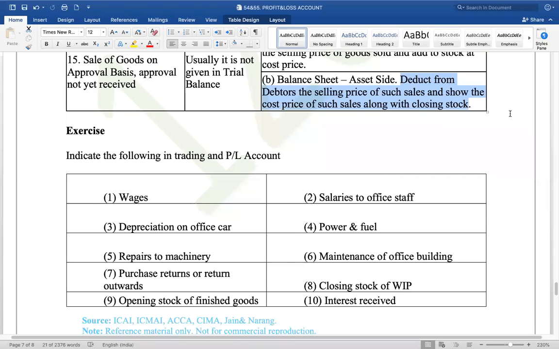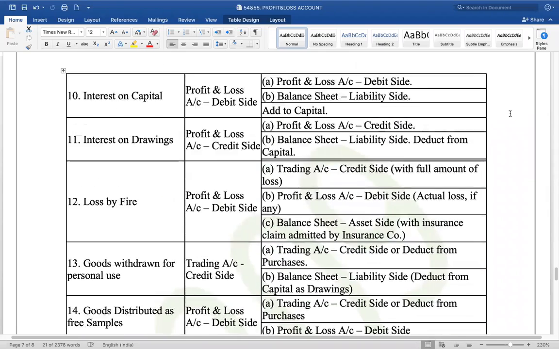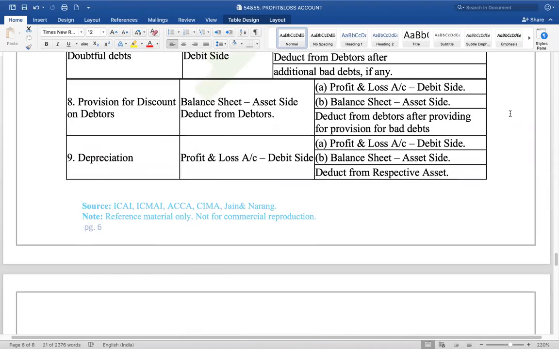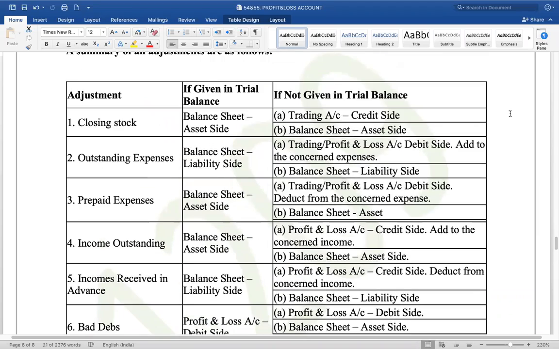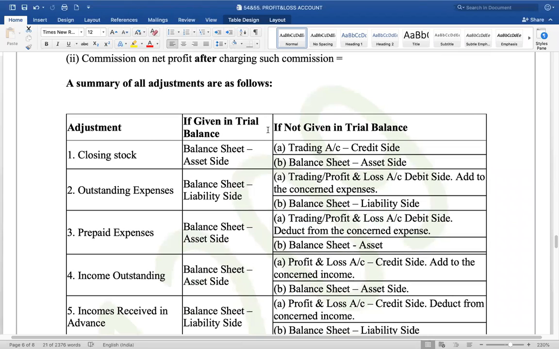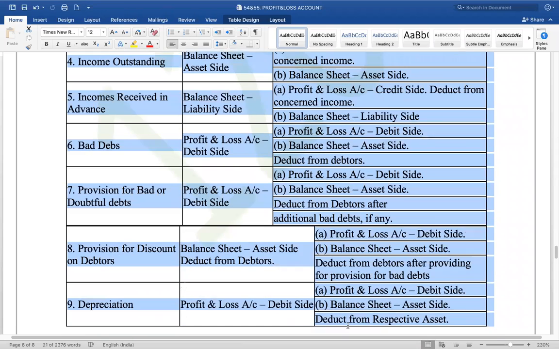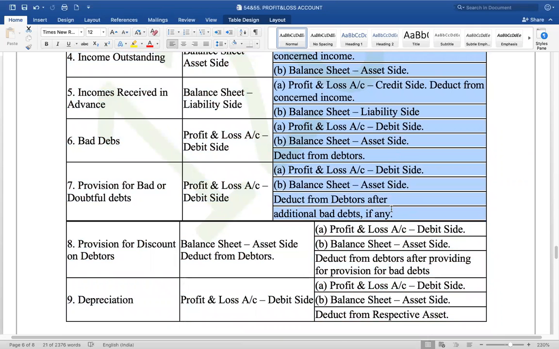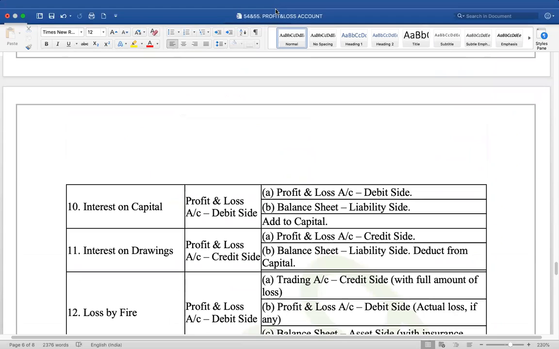So this is the crux of all the adjustments that you come across in the preparation of the profit and loss account. Now you will generally be given a trial balance, and below the trial balance there will be additional information given. So those additional items are these. Okay, now we will have a small exercise.